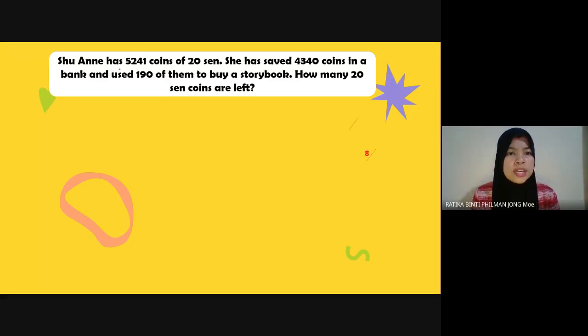Okay, so Shu An has 5,241 coins of 20 cents. She saved 4,340 coins in a bank and used 190 of them to buy storybook. This one dia guna. This one she saved. Okay, ini asalnya yang ada. So how many coins are left? Okay, so boleh tahu left tu adalah operasi tolak. Terbalik pula tolak cikgu. Okay, operasi tolak.